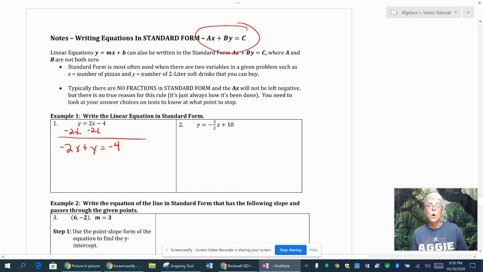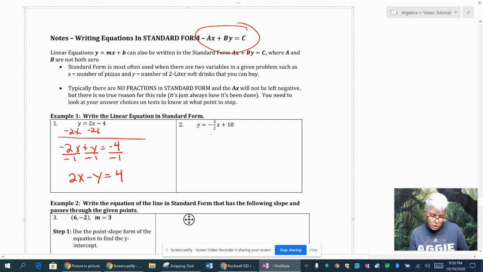Now we said we don't want the leading coefficient, that is the number in front of the x variable, to be negative, so we need to get rid of that negative. I'm going to divide all three terms by negative 1. That's one way, and I'll show you other ways in just a minute. That just changes all of the signs. Again, you could do that in your head if you understand the concept of what you're doing.